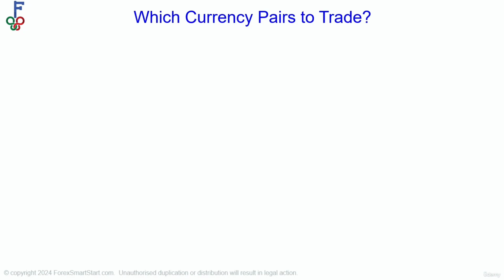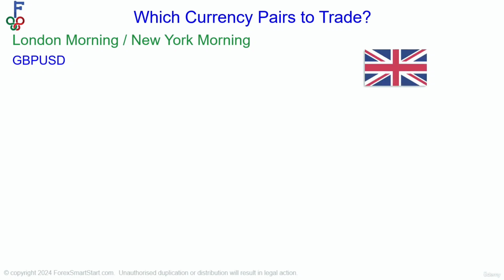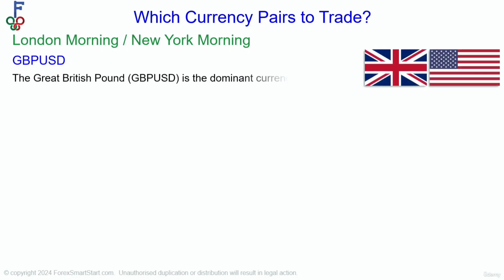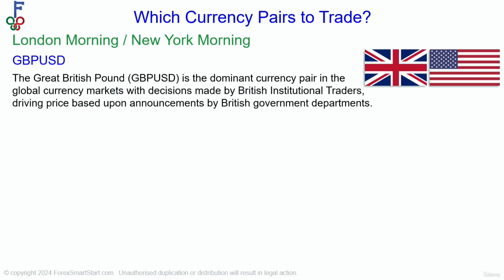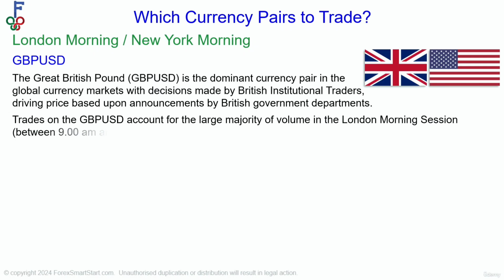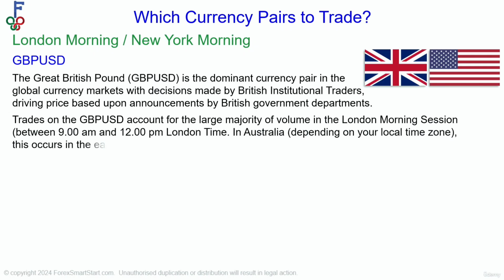Which currency pairs to trade? London morning, New York morning, GBP/USD, or the Great British Pound versus the US dollar. The Great British Pound GBP/USD is the dominant currency pair in the global currency markets, with decisions being made by British institutional traders, driving price based upon announcements by British government departments. Trades on the GBP/USD account for the large majority of the volume in the London morning session between 9 a.m. and 12 p.m. London time.